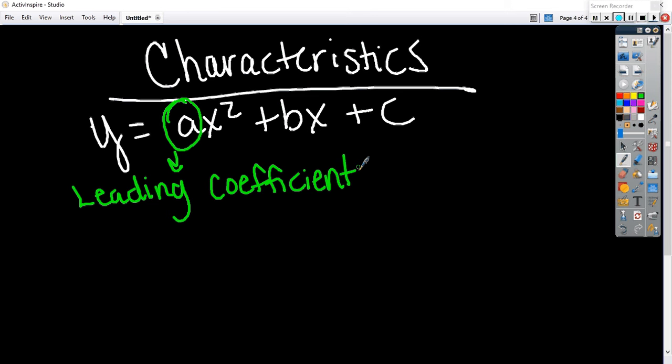So it tells us a couple things. The first thing that it tells us, if that leading coefficient is positive, so we're talking about A, I'm going to put greater than 0. Do we all understand that greater than 0 means positive? If you don't, make yourself a note in your notes right there: this means positive. If it's positive, that tells us that our parabola opens up.